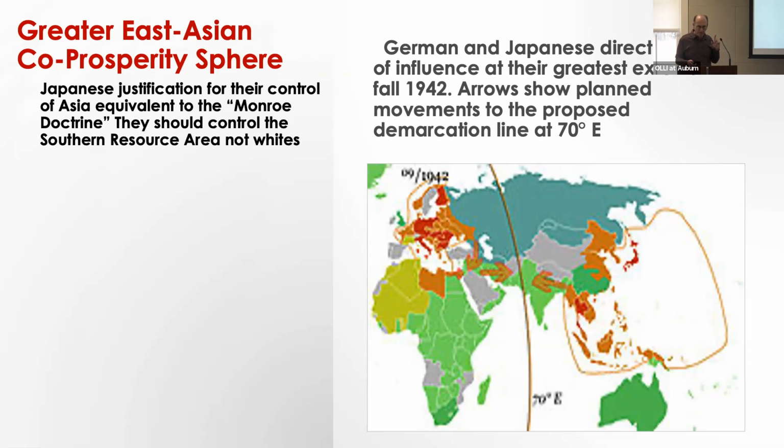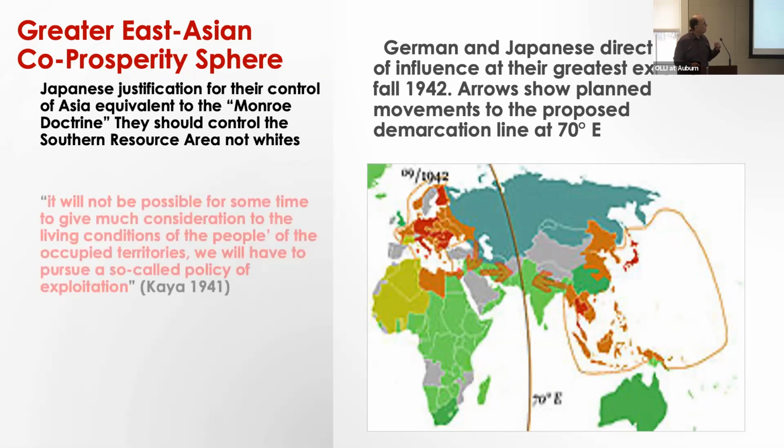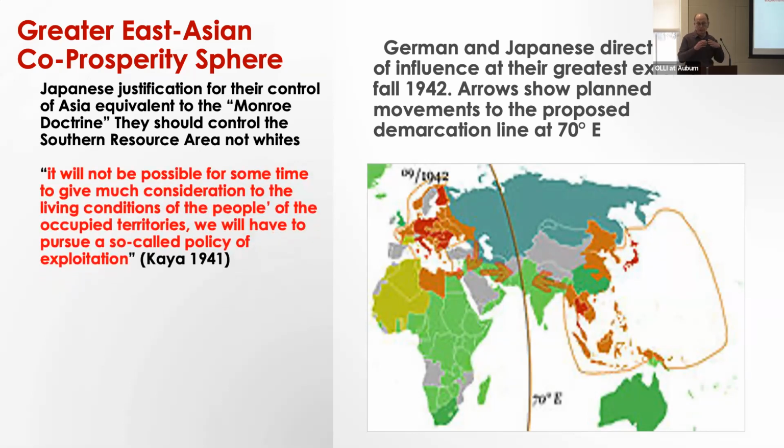Even before the Japanese got involved with the United States and Great Britain in World War II, they realized they were going to have some issues trying to create this Greater East Asian Co-Prosperity Sphere. That was going to be this from a gentleman named Kaya, and he stated this in 41, before the war with us. He says, "It will not be possible for some time to give much consideration to the living conditions of the people of the occupied territories. We will have to pursue a so-called policy of exploitation." So they realized up front that they were going to need to extract as many resources from these people as they could in order to try to defeat the United States and Great Britain.